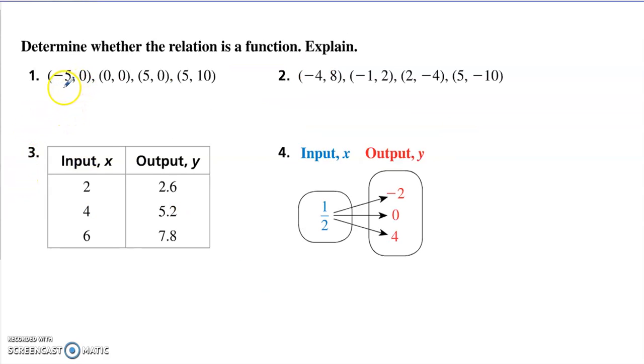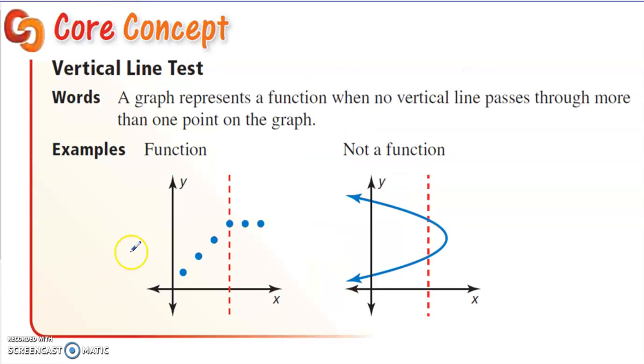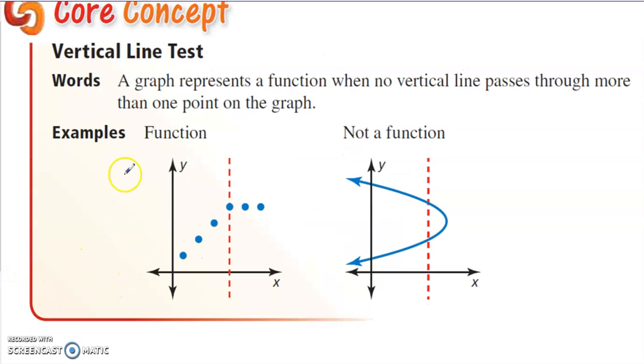Alright, on this one, our y's are repeating. That's fine. However, we have a 5 right here for x and a 5 right here repeating, going to different outputs, so no. This one, all of our x's are different, so yes, this is a function. This one, our x's are different, so yes. This one, our x goes to 3 different outputs, so this is not a function. This is just talking about our vertical line test, which we have already gone over.